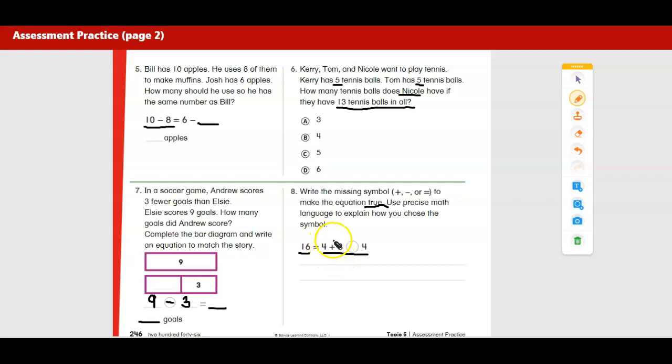So we have 4 plus 8. Then would you say plus 4, minus 4, or equals 4? We're just wanting to fill in this missing symbol. We need this side of the equation to equal a total of 16. So would you put 4 plus 8 plus 4, minus 4, or equals 4? You will just have to fill in the correct symbol that we're wanting, and then you will be done with number 8.